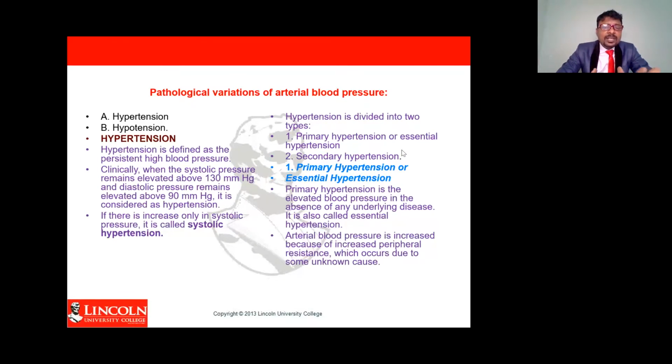Primary means they get high blood pressure, but there is no causative factor. If any patient comes and you check the blood pressure, it will be very high, but if you try to rule out the cause, you cannot find one, because there is no exact causative factor. This type of hypertension is called primary hypertension, also called essential hypertension. It has an unknown reason.